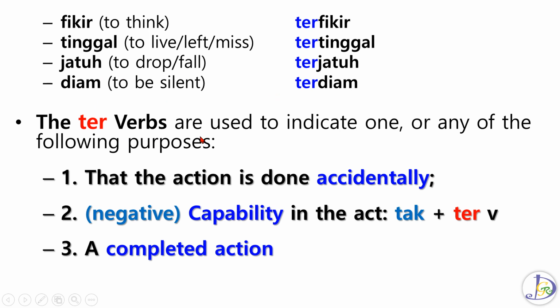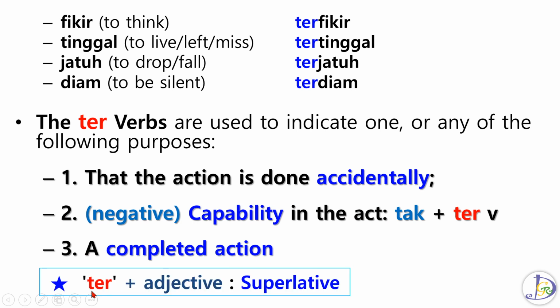The ter verbs are used to indicate one or any of the following purposes. Number 1, that the action is done accidentally. Number 2, for negative sentence, capability in the act: tak plus ter and then verb. Usually we use it for negative verbs, like unable to do something. Number 3, a complete action. Ter plus adjective becomes superlative.